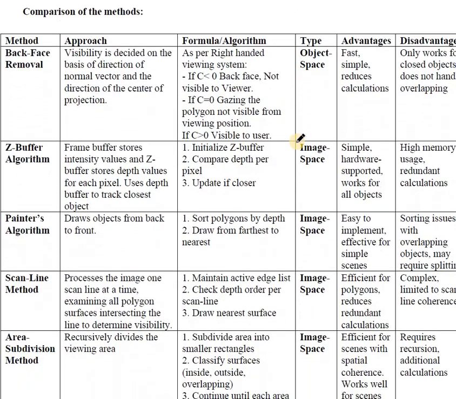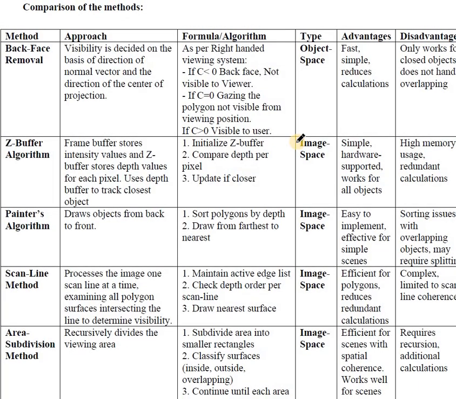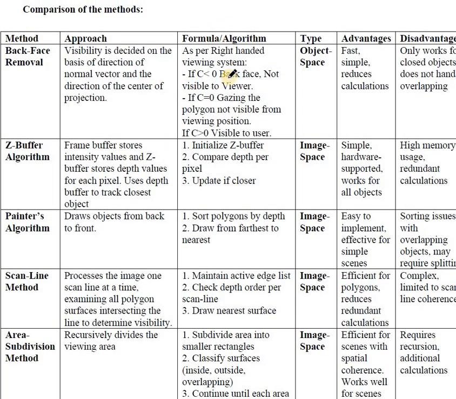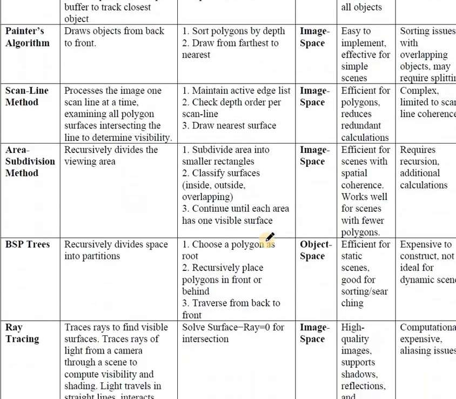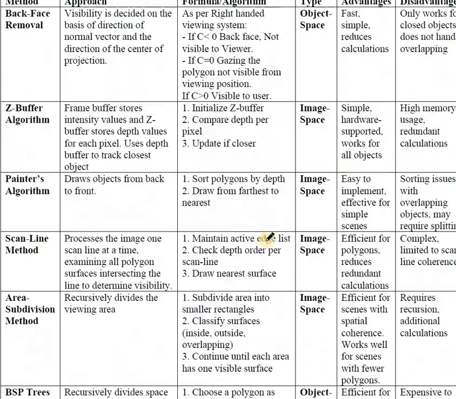So the next thing that is given in this chapter is the comparison of all the units. So the approach, the formula or the algorithm, what type it is, whether it is object space or image space, and what are the advantages and disadvantages. You are supposed to make this table as well.